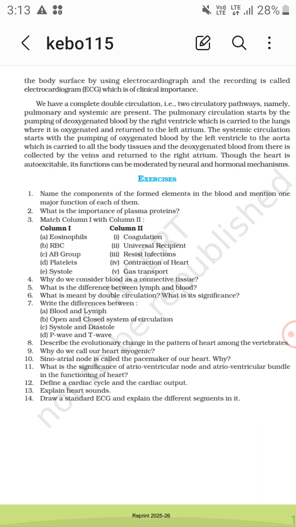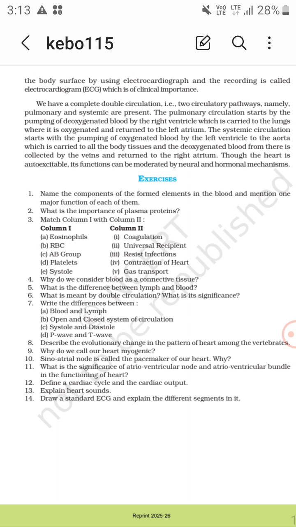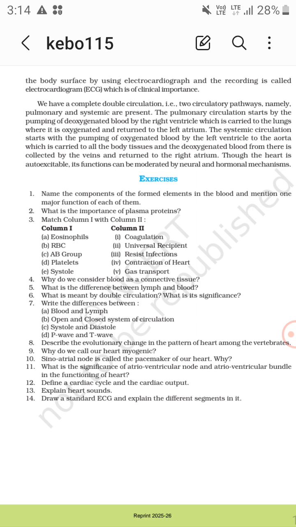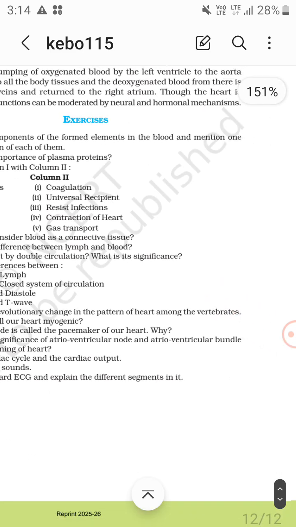Now match the column: eosinophils, RBC, AB group, platelets, and systole. Eosinophils resist infection. RBC is for gas transport, as oxyhemoglobin and carbaminohemoglobin. The AB group is the universal recipient. Platelets are useful in coagulation, and systole is the contraction of the heart. Diastole is the relaxation of the heart.